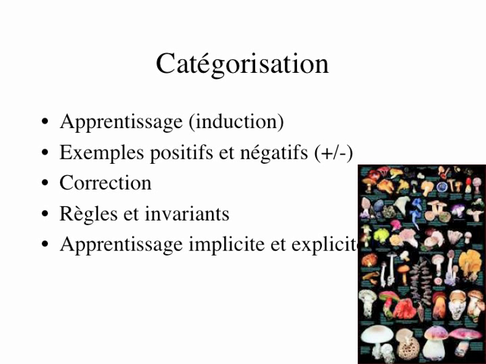Correction is important because I'll be talking about two ways of acquiring categories, supervised and unsupervised learning. And in supervised learning, you're corrected when you make a mistake. And that's how you learn, and that's important.